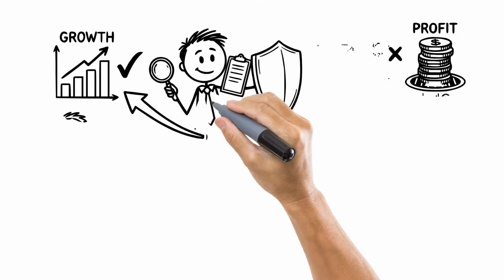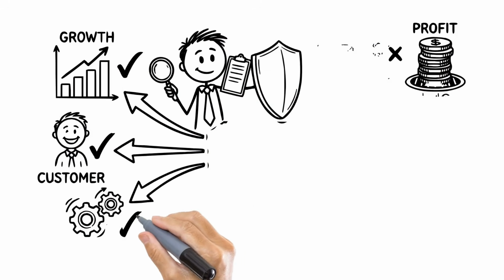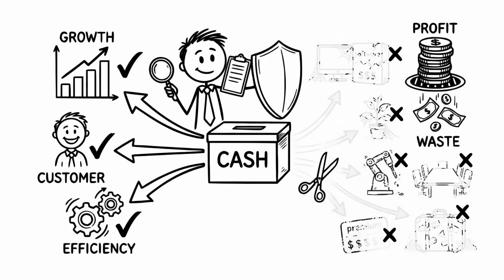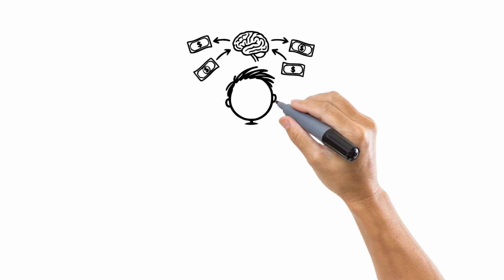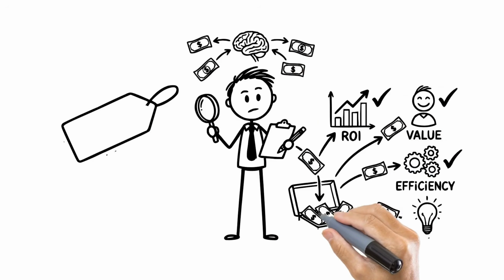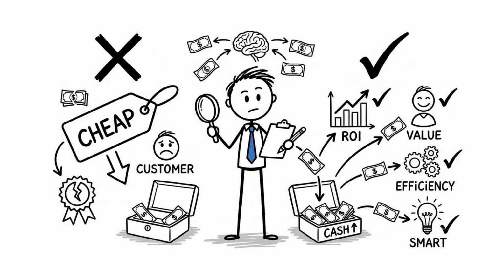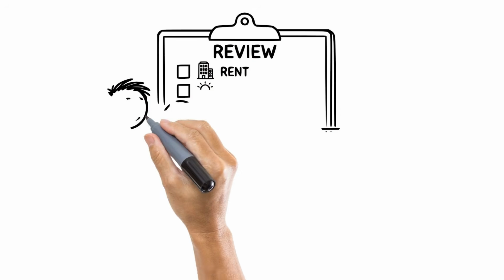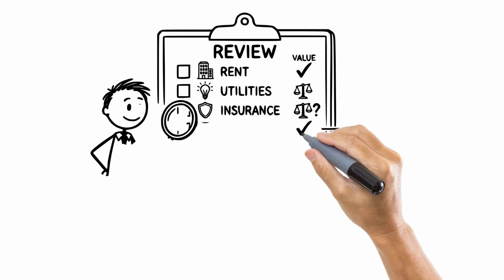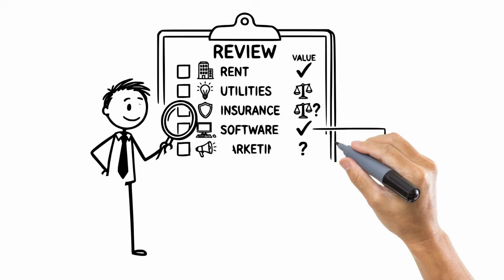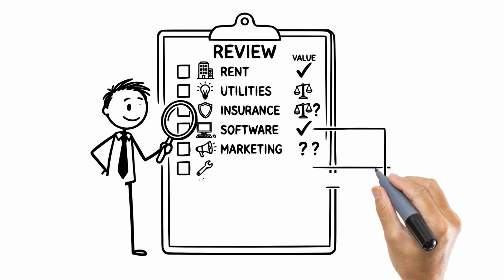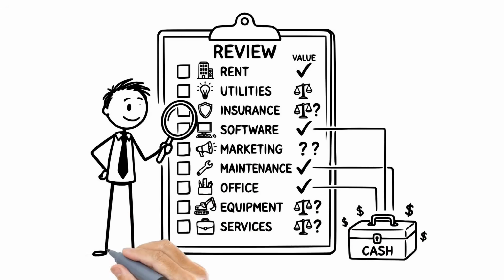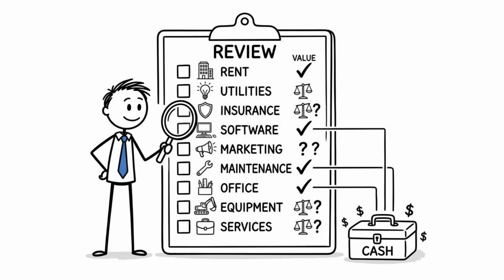Businesses often reduce profits because they continue paying for activities that no longer support growth, customer satisfaction, or operational efficiency. The goal is not to become the cheapest business, the goal is to become the smartest spender. Begin by reviewing every recurring expense one by one. Look at rent, utilities, insurance, software subscriptions, marketing campaigns, maintenance contracts, office supplies, equipment rentals, and professional services.